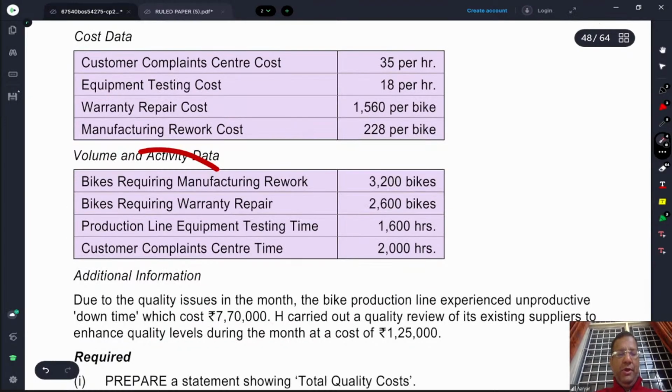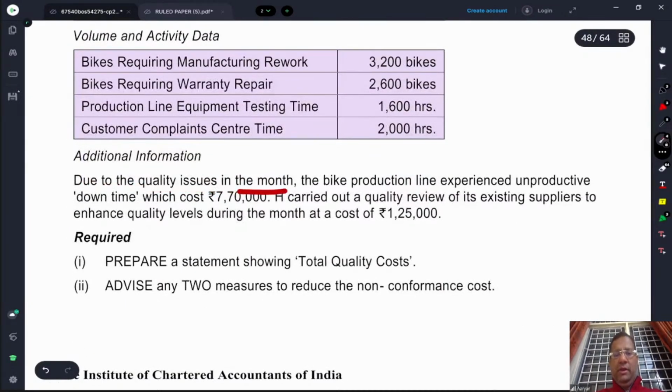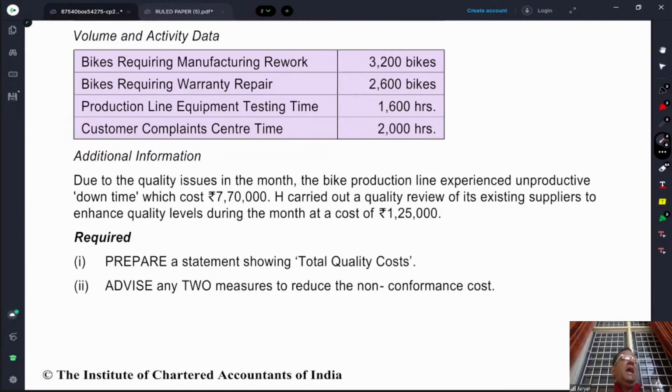Additional information. Due to quality issues in the month, the bike production line experienced unproductive downtime. What is downtime? Idle time, when the machine suddenly stops working. That will be known as downtime. And downtime is a form of wastage for the category of labor. Just as materials are wasted, materials are scrapped, similarly for labor, the wastage is known as downtime. So you know where all kinds of wastage should be classified.